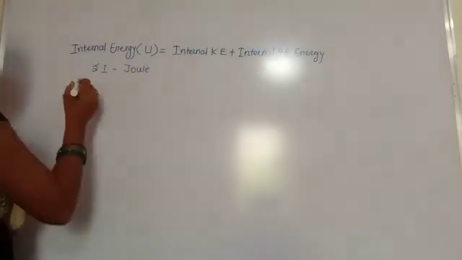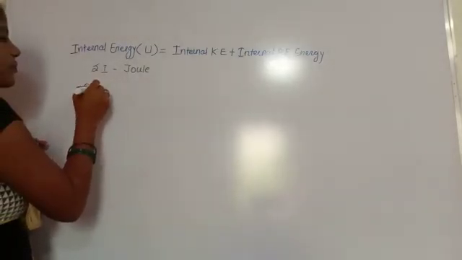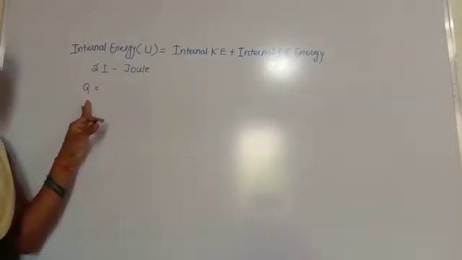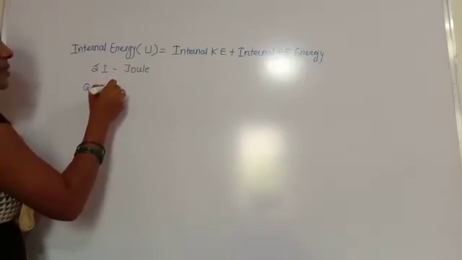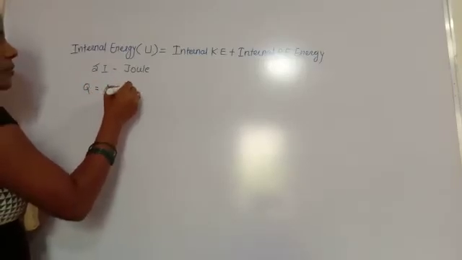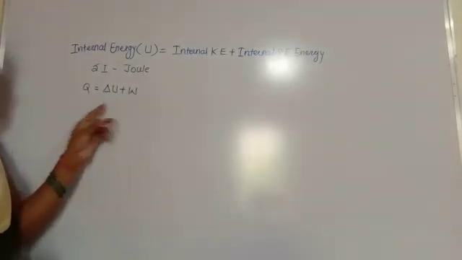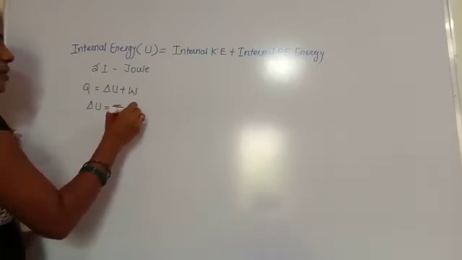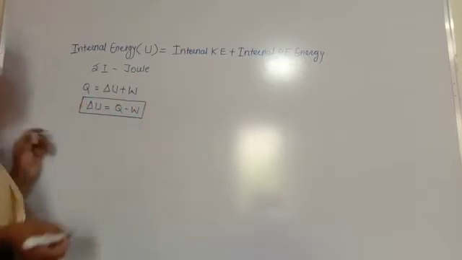So if Q amount of energy is supplied to a system, out of this amount of energy, some part is used to increase the internal energy of the system, that means to increase the temperature of the system, and the remaining part is used to do work against the external pressure. That means the change in internal energy ΔU equals Q minus W. We studied this in the last class.